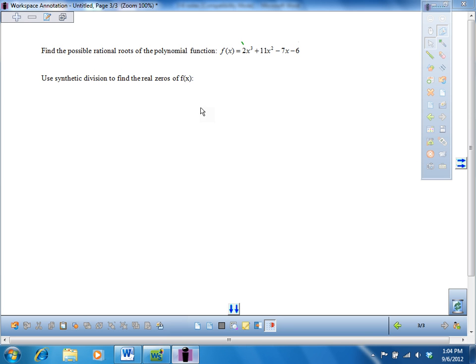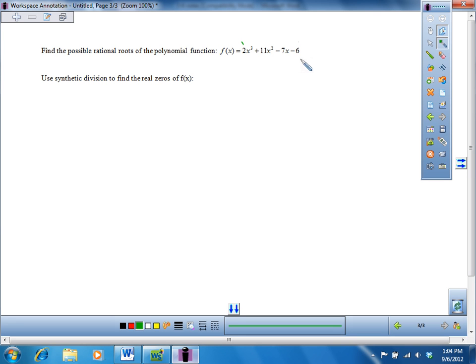All right. So the p's in this case, your p's are all the factors of 6, or negative 6. What are some factors of 6? Yeah, so you could have a plus or a minus 1, a plus or a minus, what else? 2, a plus or a minus 3, or plus or minus 6. Those are all your p's.